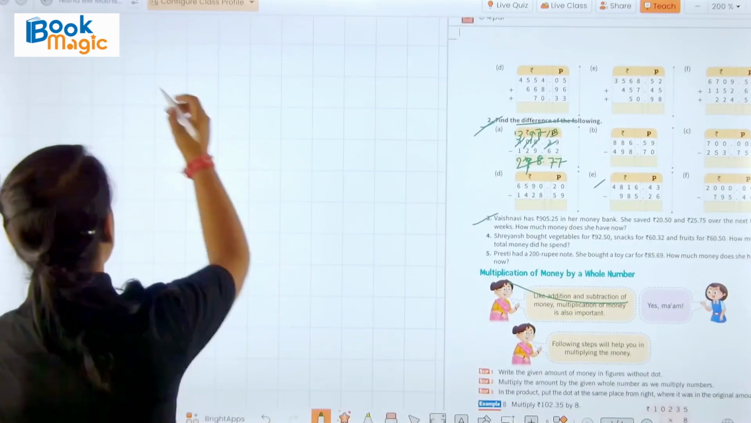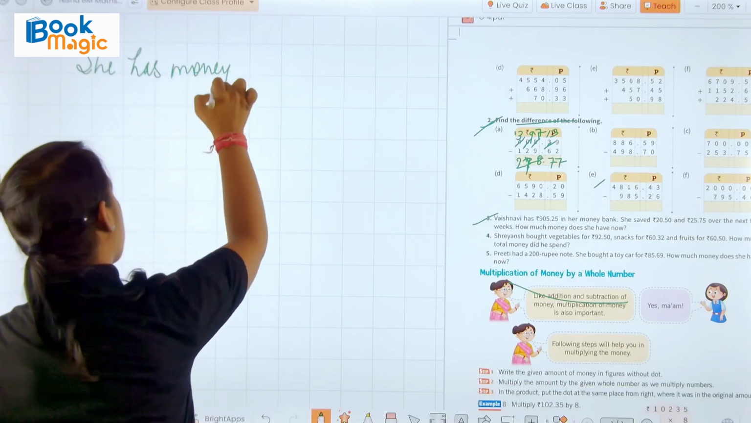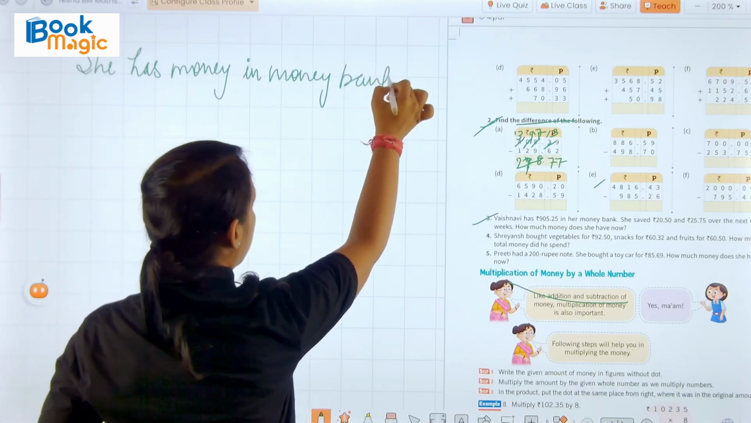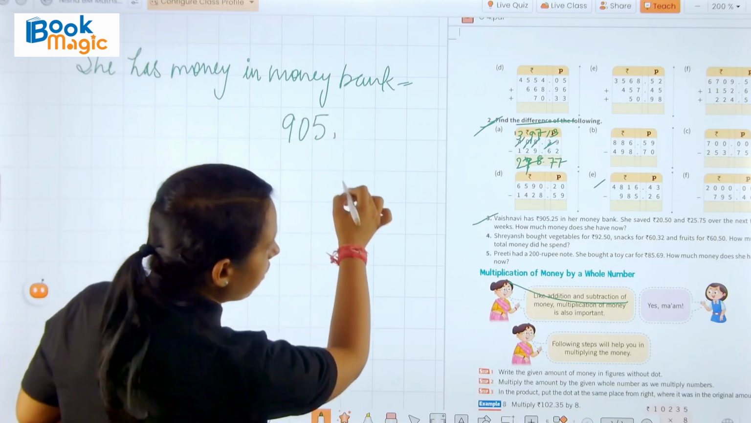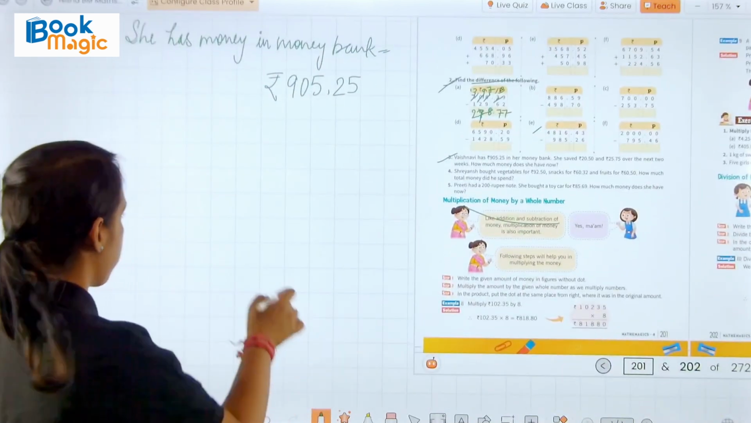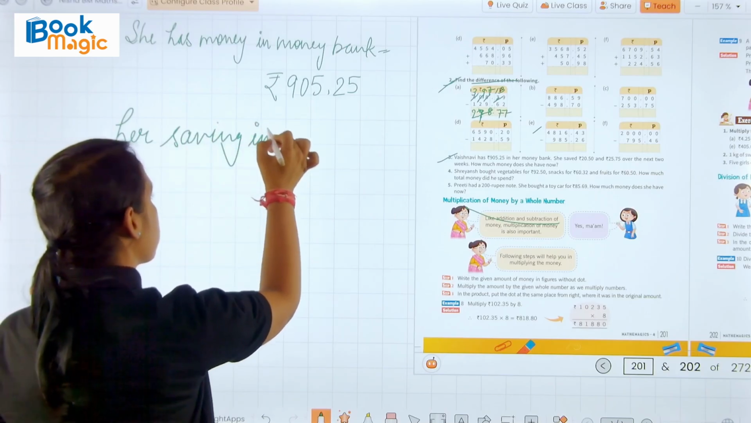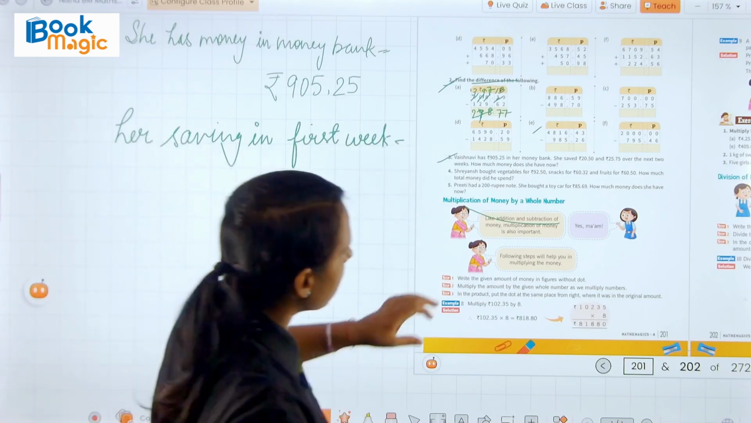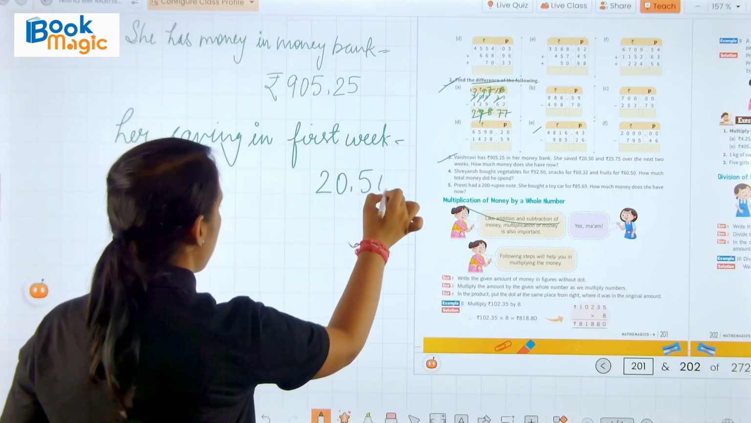Okay, so first we write she has money or amount in money bank. So what is the amount? 905 rupees 25 paise. Okay, now we will write saving in first week. So her saving in first week is 20.50 rupees. So here we write 20.50 rupees.